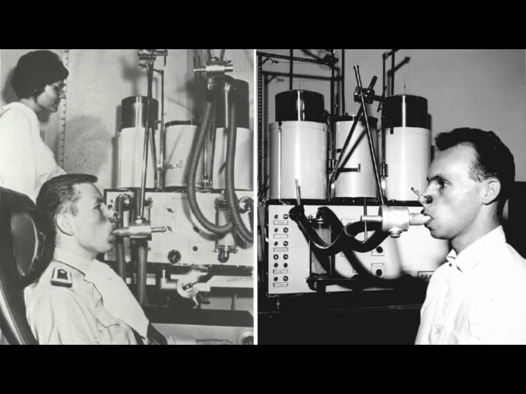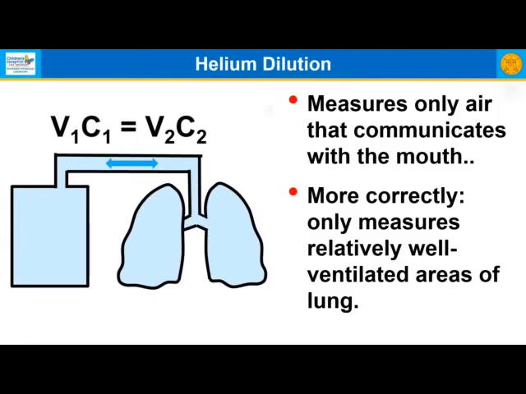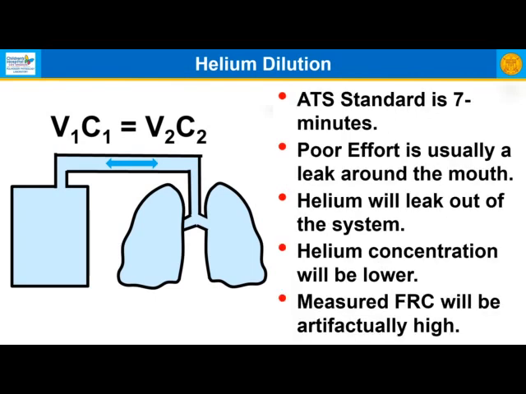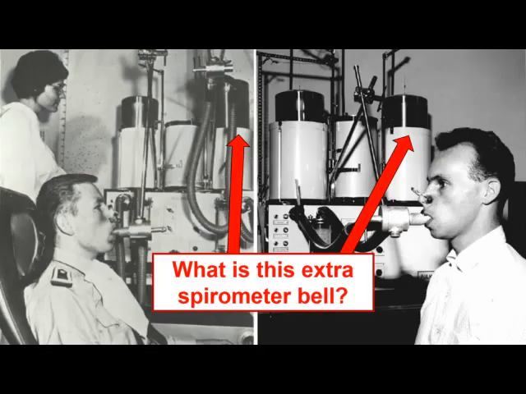If you look at a helium dilution machine, you actually see that there are two bells. Helium dilution measures only air that communicates with the mouth. More correctly, it measures only well-ventilated areas of lung. All right. So the ATS standard is 7 minutes. Poor effort again is usually a leak around the mouth, which means that helium will leak out of the system. The concentration will be lower, and therefore the measured FRC will be artifactually high.